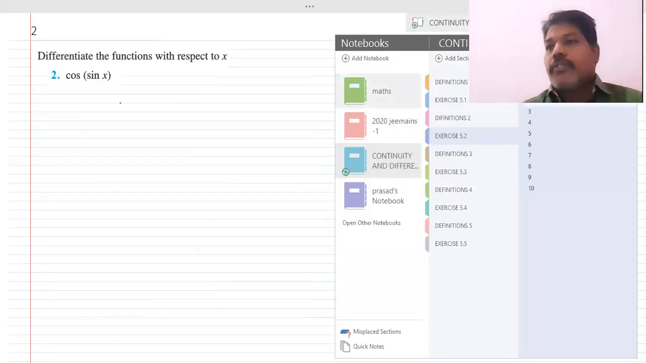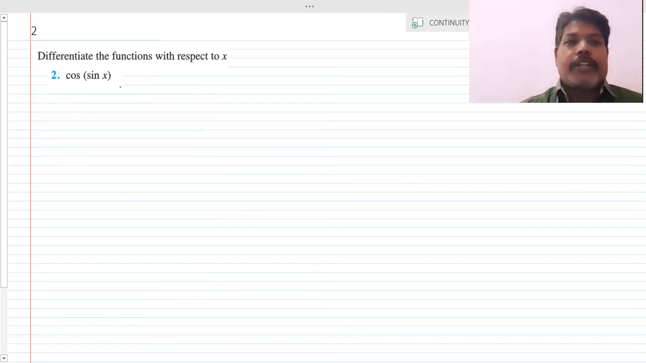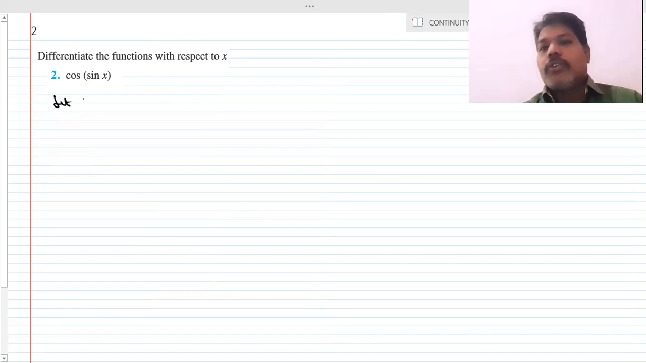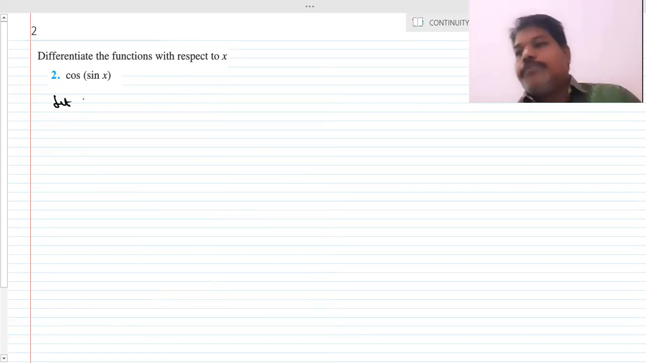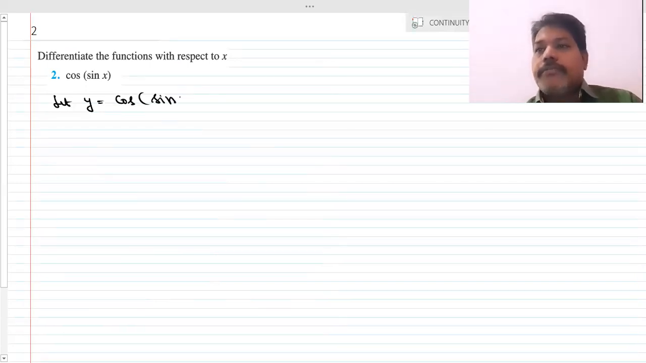So see the next one is: differentiate the function with respect to x. Here the problem is cos of sin x. What is the function, students? Let y is equal to cos of sin x.